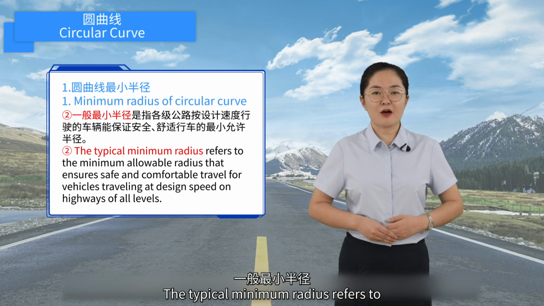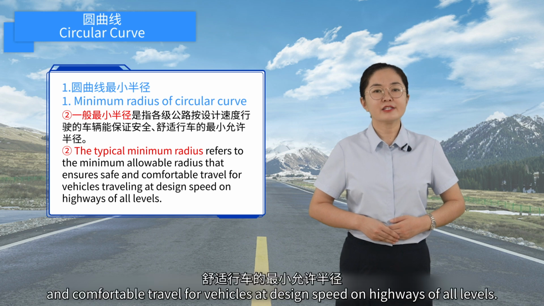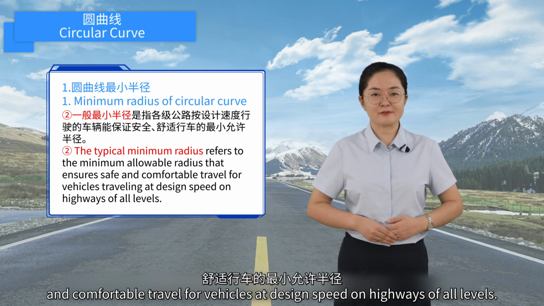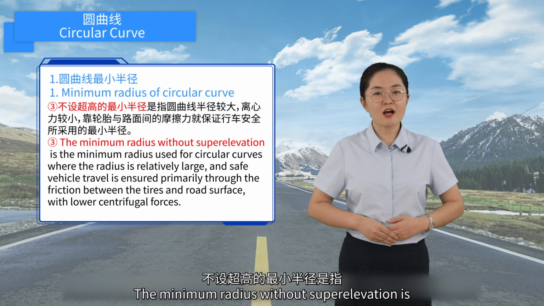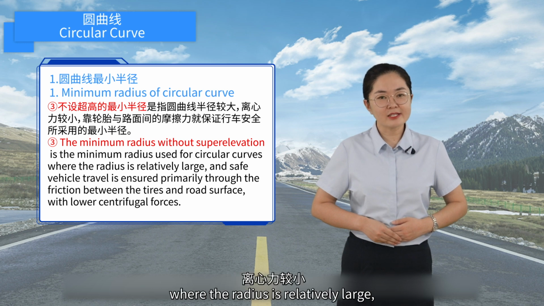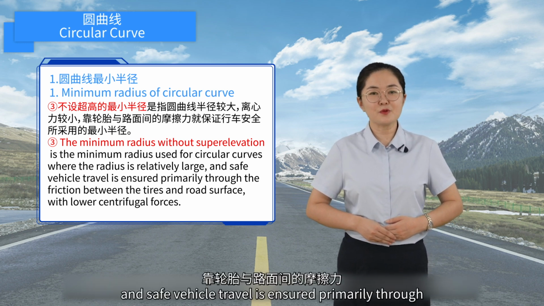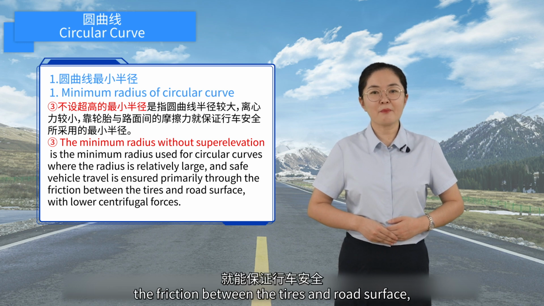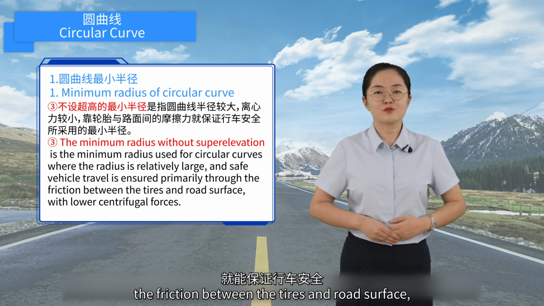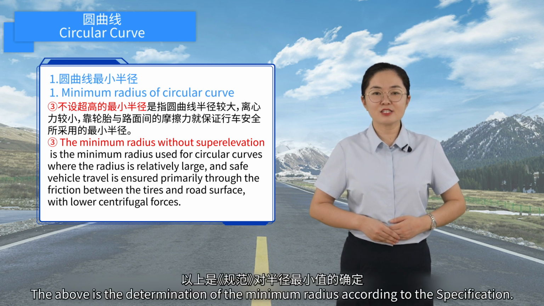The typical minimum radius refers to the minimum allowable radius that ensures safe and comfortable travel for vehicles at design speed on highways of all levels. The minimum radius without superelevation is the minimum radius used for circular curves, where the radius is relatively large, and safe vehicle travel is ensured primarily through the friction between the tires and road surface with lower centrifugal forces. The above is the determination of the minimum radius according to the specification.